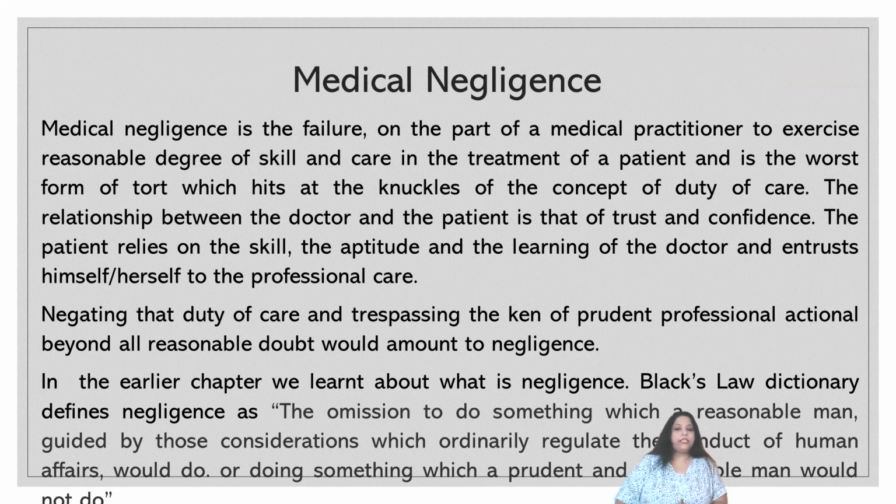Okay. So in the earlier chapter, of course, we learned about negligence, and Black's Law Dictionary defines negligence as the omission to do something which a reasonable man, guided by those considerations which ordinarily regulate the conduct of human affairs, would do, or doing something which a prudent and reasonable man would not do. That means, as we discussed earlier, displaying a careless attitude by a normal person, by a reasonable person, where the action is expected to be reasonable, an act or omission of what he is expected to do or not to do.